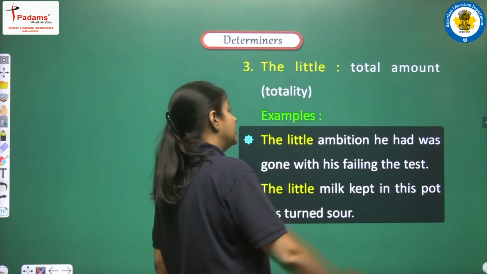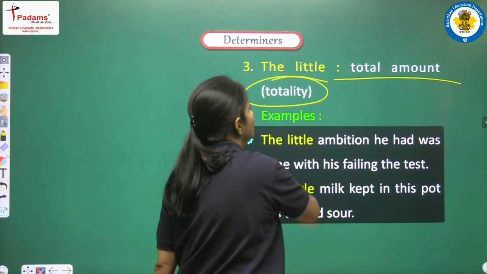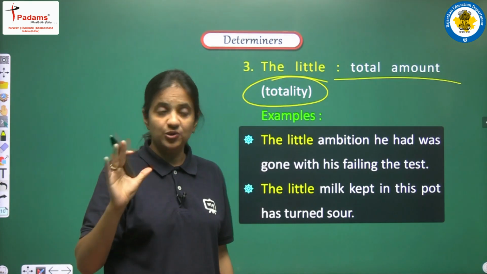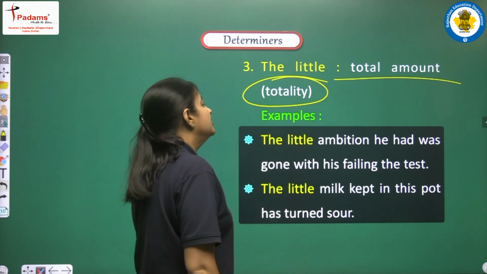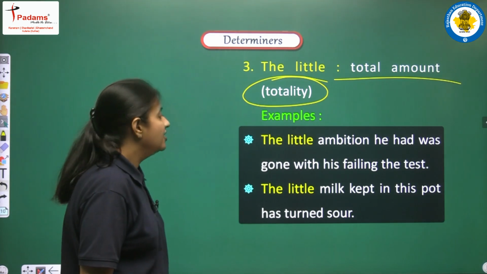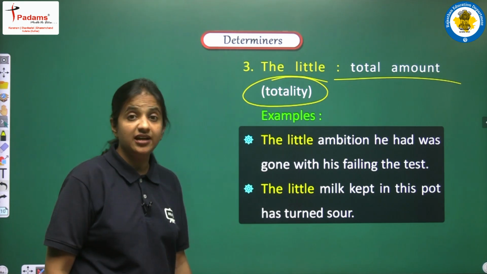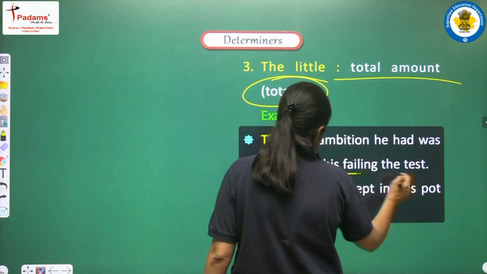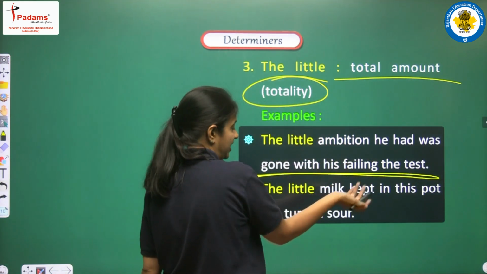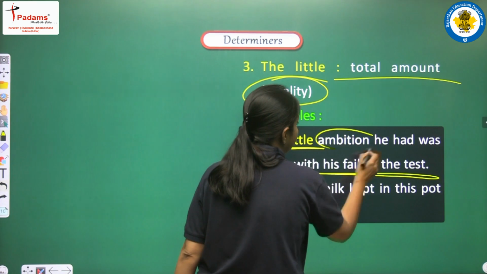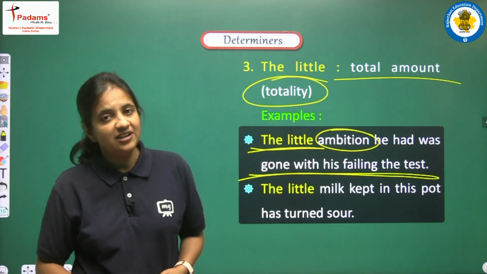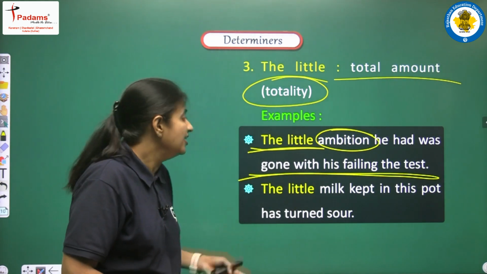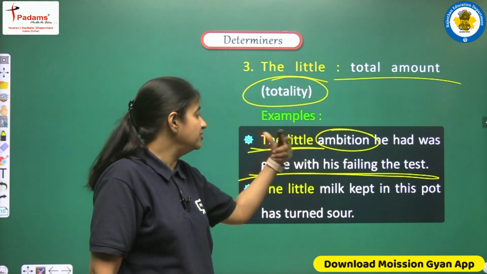So the little, again it is used to show the total number, or we can say the totality, just like the few. Okay, let's take the examples. The little ambition he had was gone with his failing the test. So here we are talking about one person, and we are saying that he failed in the test, and because of that the ambition he was having, we are trying to indicate the entire ambition, the total ambition that he was having. So that has gone.